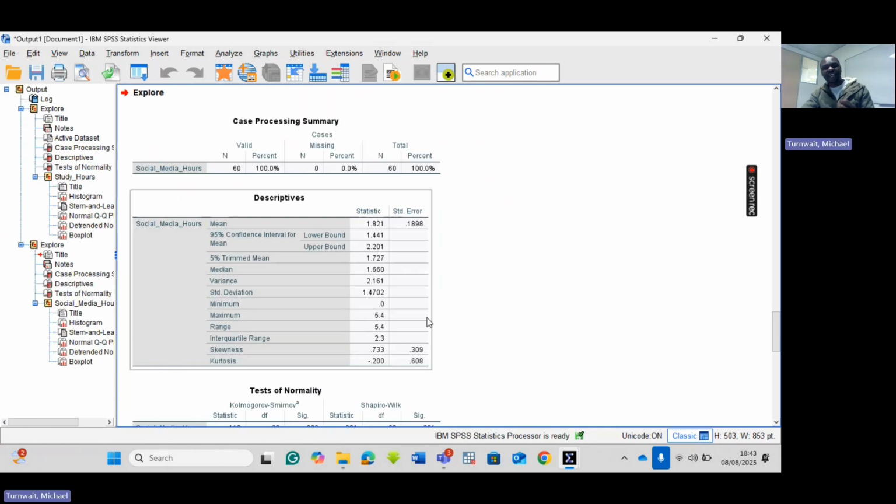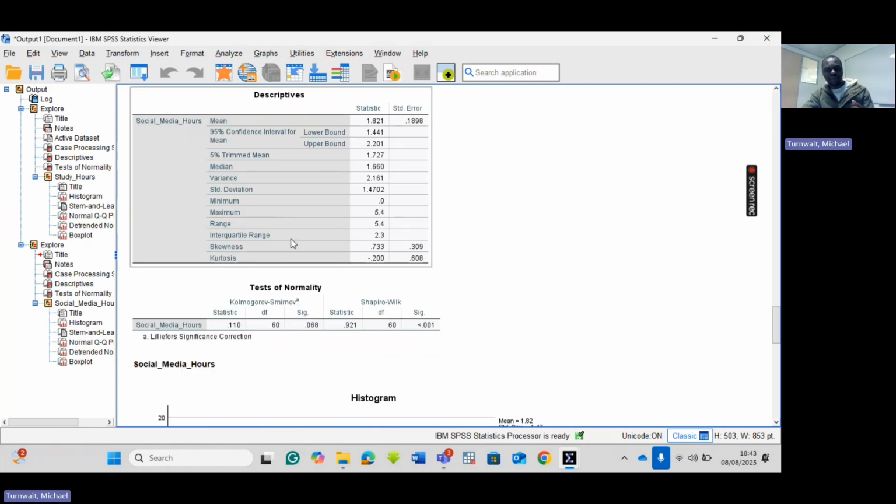After doing that, let's look at what happened and how the results appear. There was no missing case in this particular data too. 0 missing cases, respondents 60. And okay, descriptive statistics: these are the mean, 1.8, and median and so forth. Look at the skewness on this one, very important. The skewness here is 0.733. What is it telling you? It's telling you that this data is skewing towards the right, positive skew. So it's an indication that this data is not normally distributed.